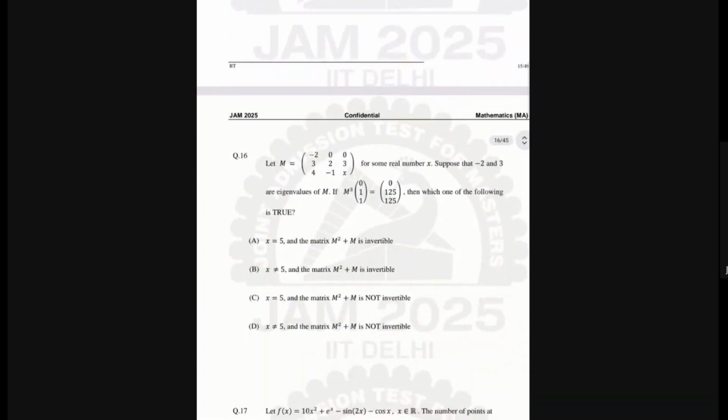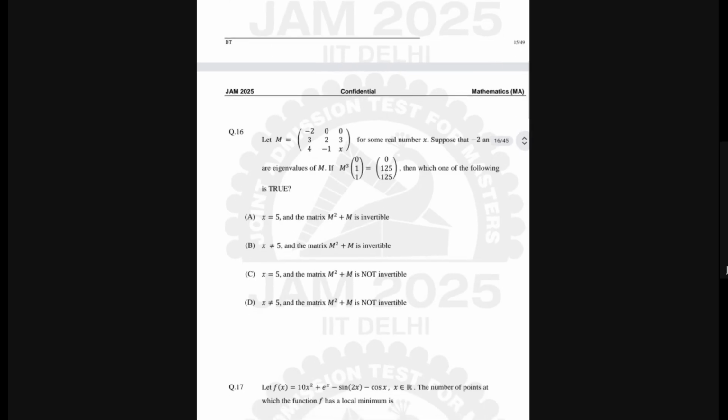That is question 16. It is almost like, you have to calculate the determinant. The eigenvalues are given, so you can say it is almost similar to question 7. Can you please try it first?